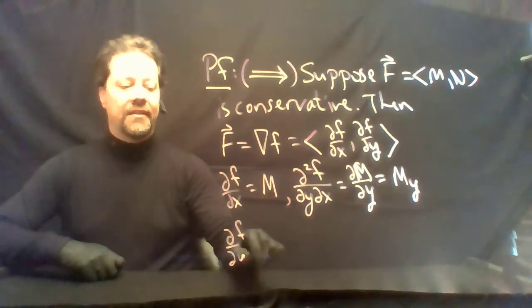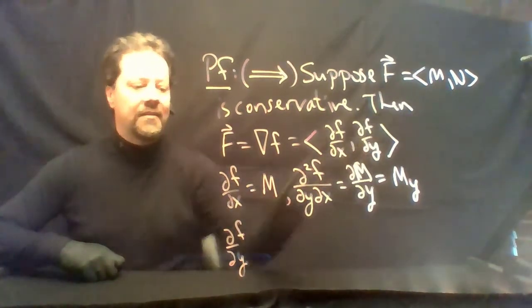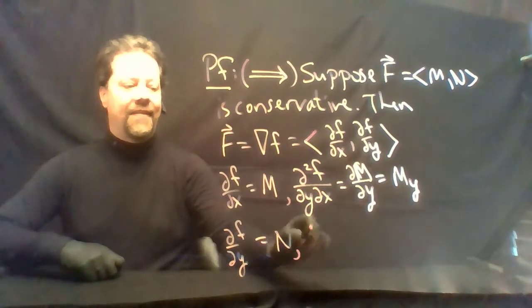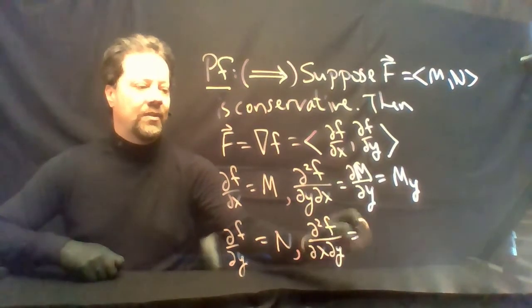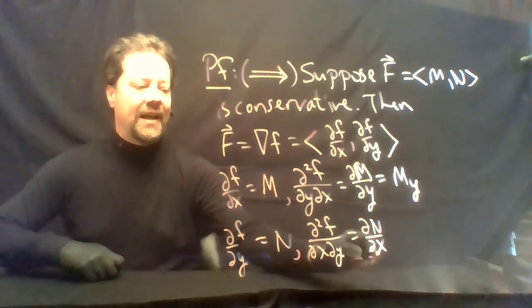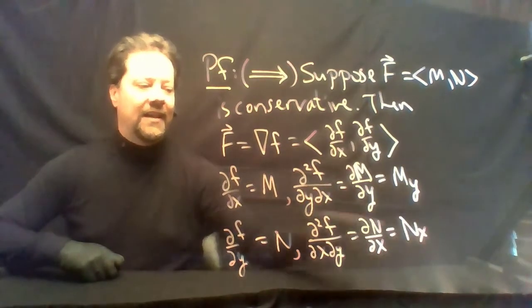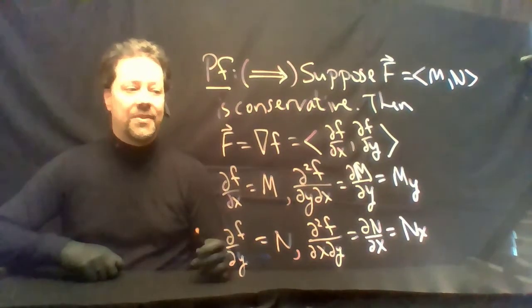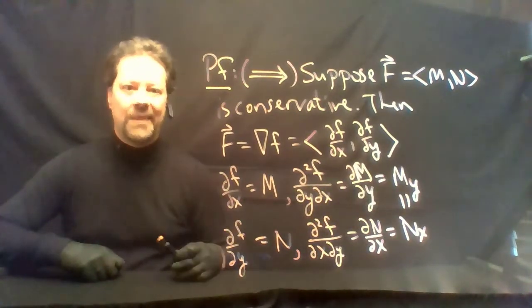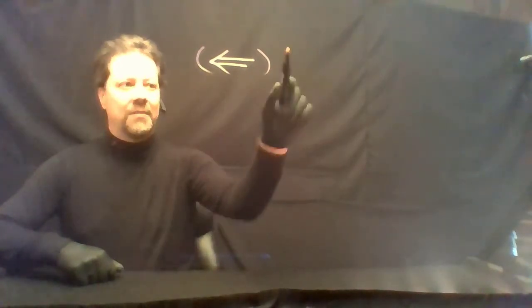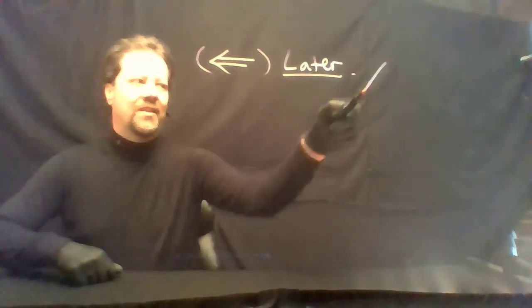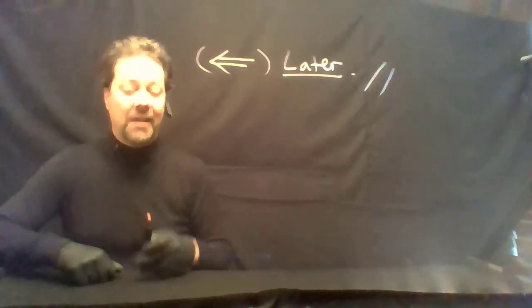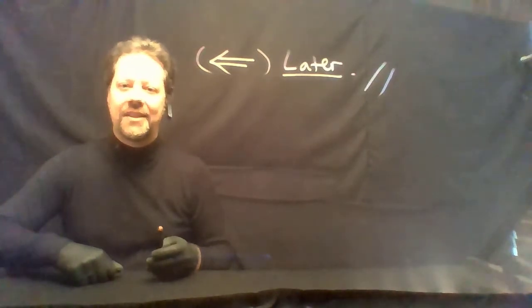In addition, the derivative of f with respect to y must equal n, and that means the second order derivative of f with respect to x and y will be equal to the derivative of n with respect to x, or n_x. By Clairaut's theorem, these two must be equal. The proof in the other direction will have to come later, after we develop a little more mathematics. So we'll call the theorem quits for now, but we'll come back to it. For now, I'd like to check out the last example.